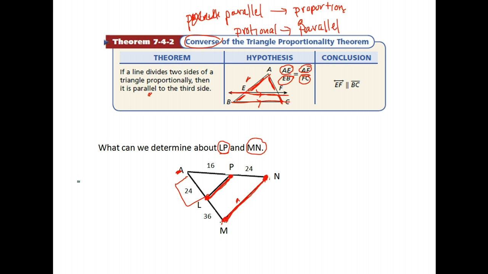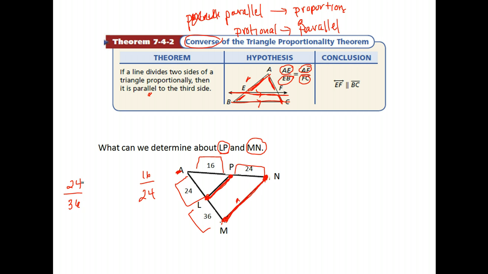Okay, so let's set up each of our proportions. So the top part here was 24 over the bottom section 36. And let's set up the other side. The top portion was 16 and the bottom portion was 24. Let's reduce those to see if they are in fact equivalent, which would make this proportional, and we would know those lines are parallel.